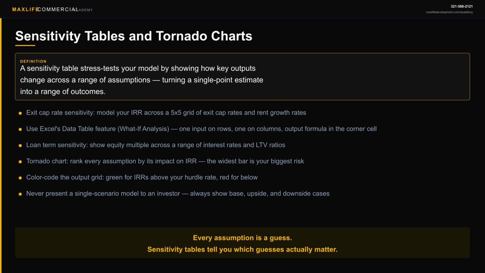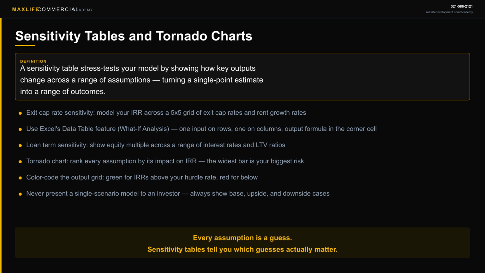A tornado chart takes this one step further by ranking every input assumption by its individual impact on your IRR. You test each assumption independently, holding everything else constant, and measure how much IRR moves when you go from a pessimistic to an optimistic value for that variable. The assumption with the widest swing goes at the top of the chart. That is your biggest risk factor.